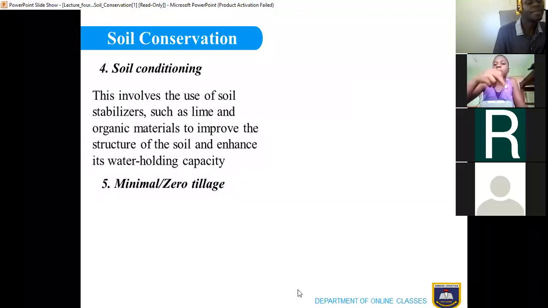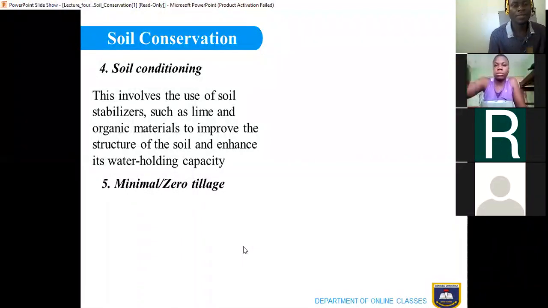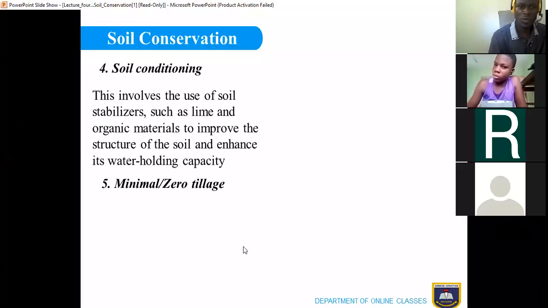Then let's look at the next one, which is minimal tillage or zero tillage or conservation tillage. Now, tillage basically means the manipulation of the soil for farming activities. So I said what? Manipulation of the soil for farming activities.